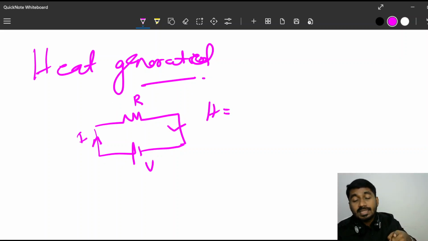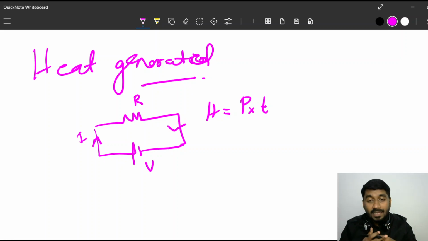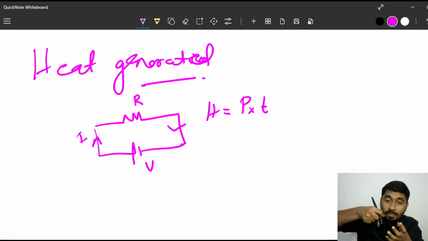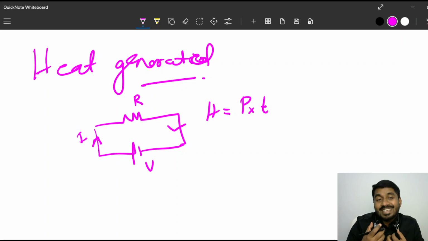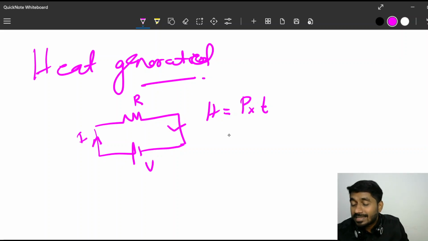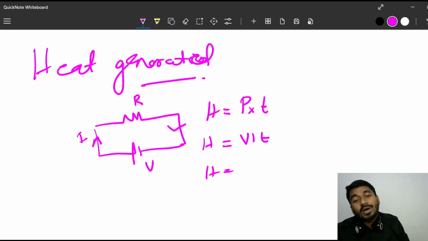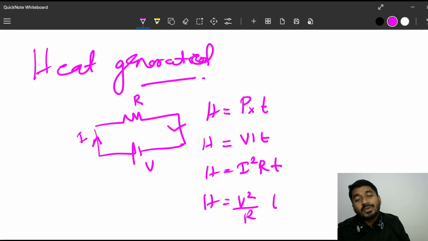So heat generated depends on what power you are giving and how much time you are using it. For example, I have an iron box. The power of the iron box is given on the box, and the energy it takes depends on how much time you are using the iron box. This is how it works. We can write H is equal to P into T. With P equal to VI, H is equal to VI into T, one equation. H is equal to I square R into T, second equation. H is equal to V square by R into T, third equation. This is how you can take the equations of heat generated. Clear?